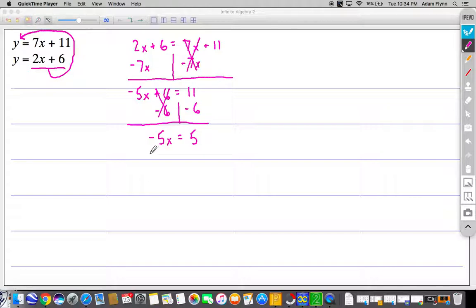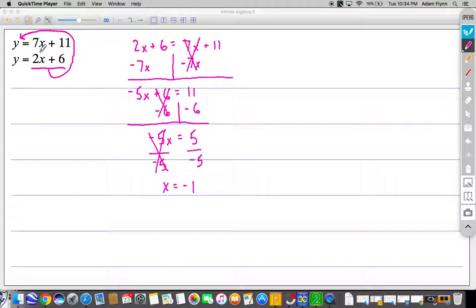So I can divide both sides by negative 5. When I do that, negative 5's cancel over here. So I'm left with x equals 5 divided by negative 5, which is negative 1. So now I can take this negative 1, and since I know x is negative 1, I can plug this negative 1 in for x in either the top equation or the bottom equation. Doesn't matter, you should get the same answer, and solve for y.